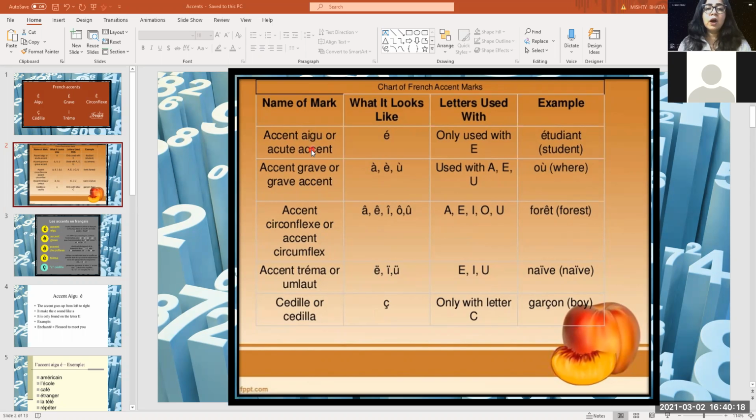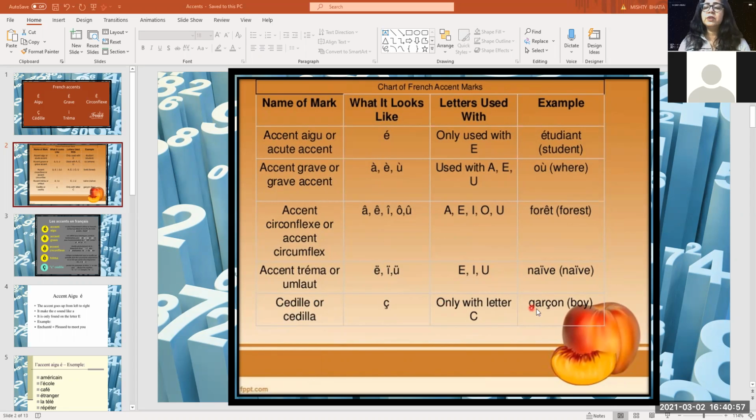For the accent aigu and the accent grave, they have different sounds. For example, if I say "pé" and "père", can you identify the difference? Pé, mé, fé, right? So "ay" and "air". The difference is accent aigu and accent grave. And the second thing is cédille.